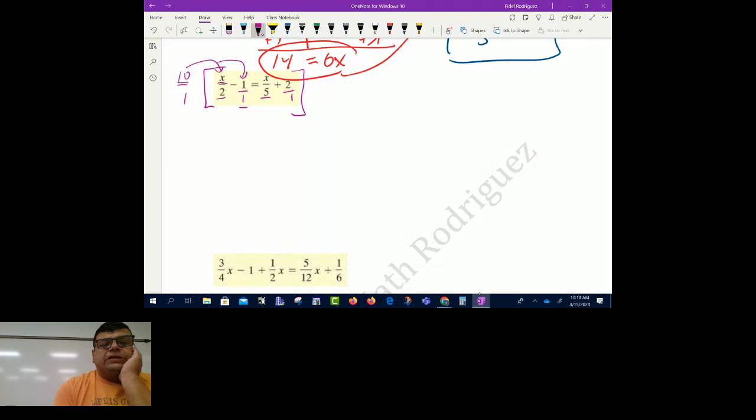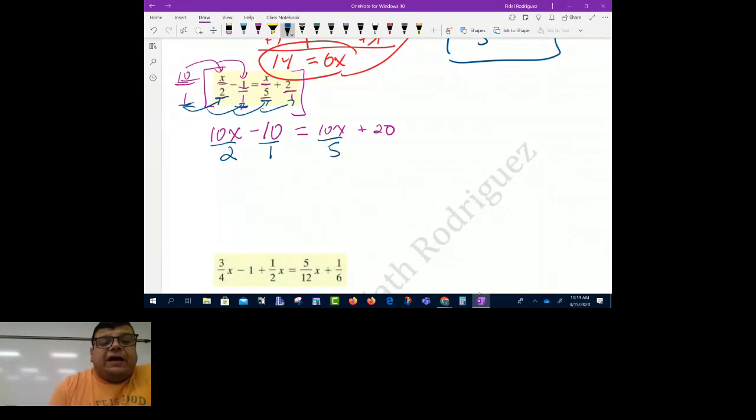Okay, so let's see. 10 times x, that's a 10x. Minus 10 times 1 is a 10. 10 times x again is a 10x. And 10 times 2 is a 20. And now I'm going to multiply the 1s, right? All of them are going to get multiplied by 1. So 1 times 2 is 2. 1 times 1 is 1. 1 times 5 is 5. And 1 times 1 is 1 again.